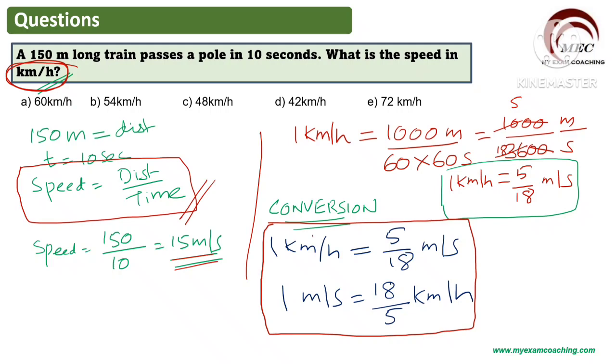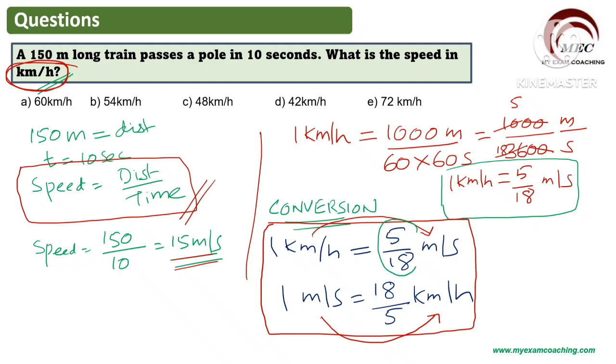If you want to convert kilometer per hour to meter per second, multiply by 5 by 18. If you want to convert meter per second to kilometer per hour, you have to multiply by 18 by 5. This value is very, very important.